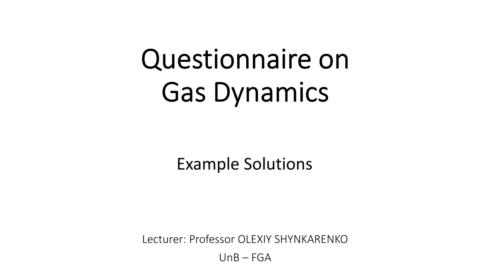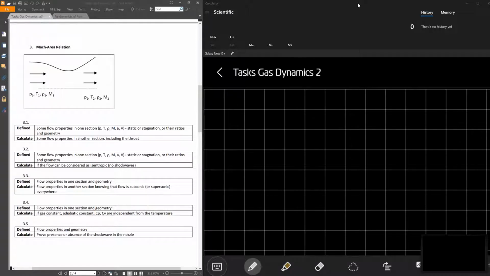Today we continue to solve our gas dynamics tasks, and we talk about point 3, Mach-area relation, which is devoted to two basic questions. One is the isentropic flow inside the nozzle, and the second question is the existence or possibility of appearance of the normal shock wave inside the nozzle. So these two questions.